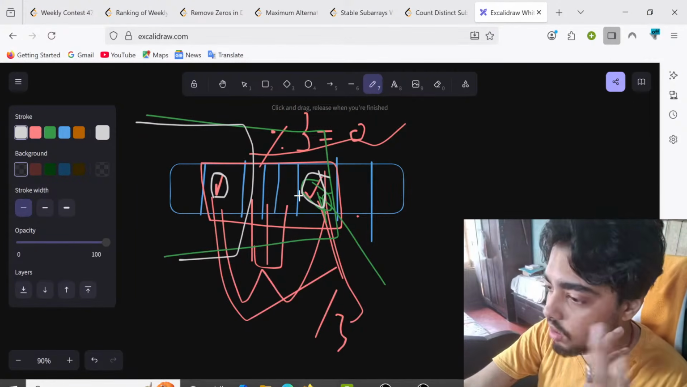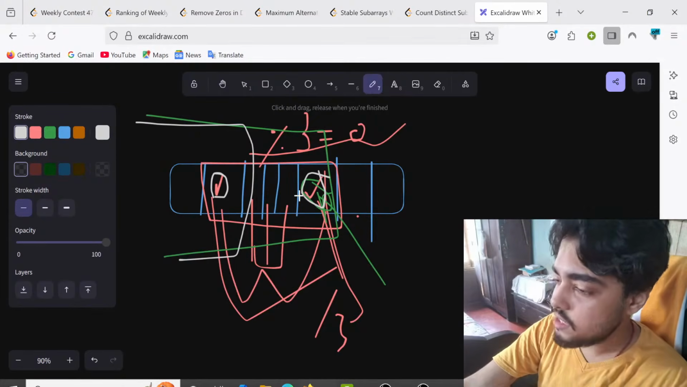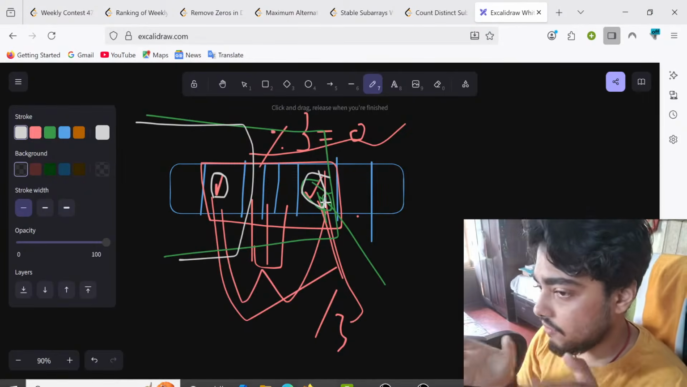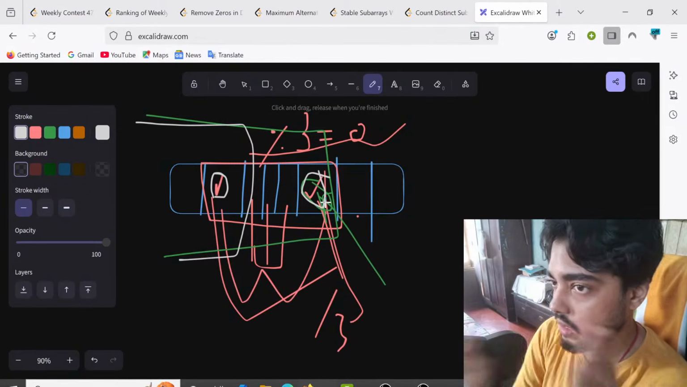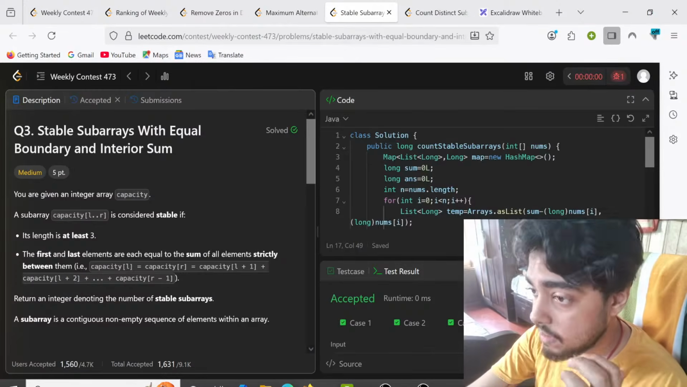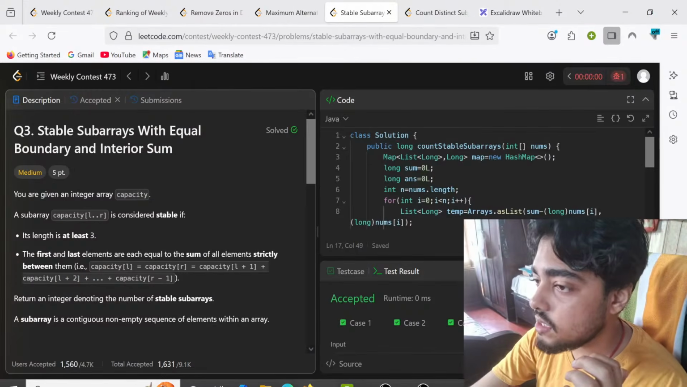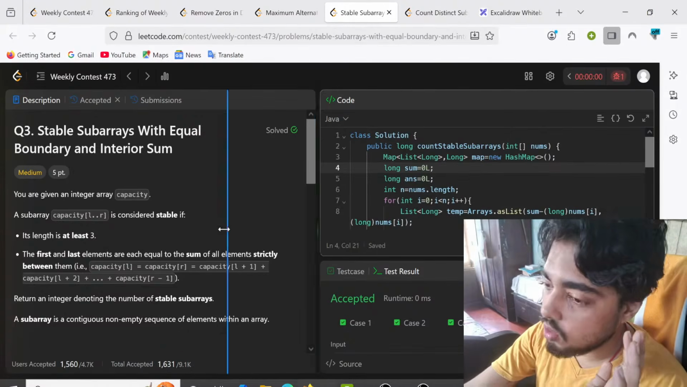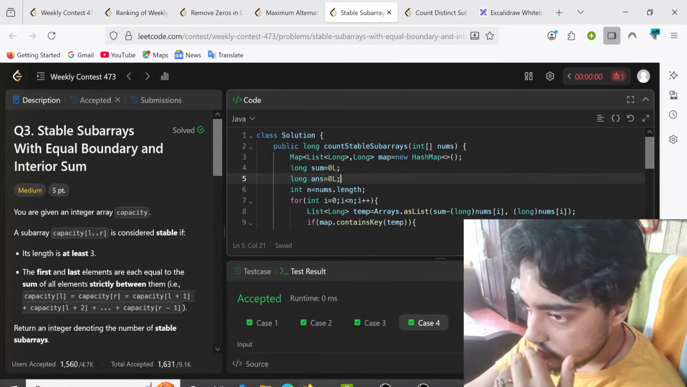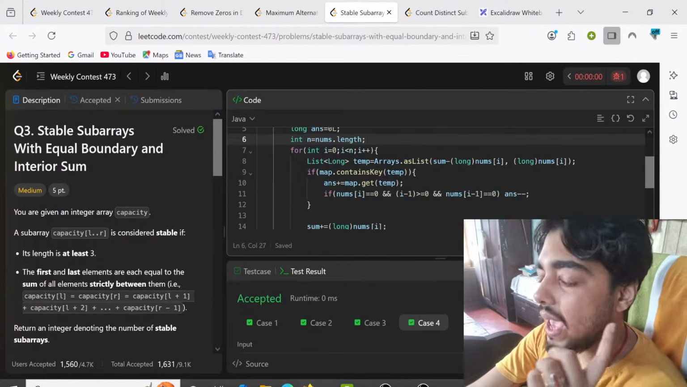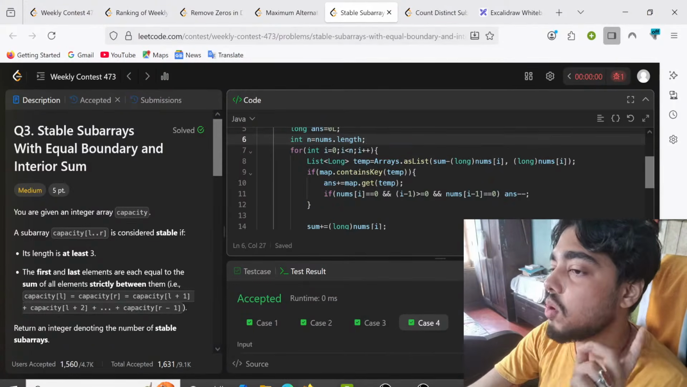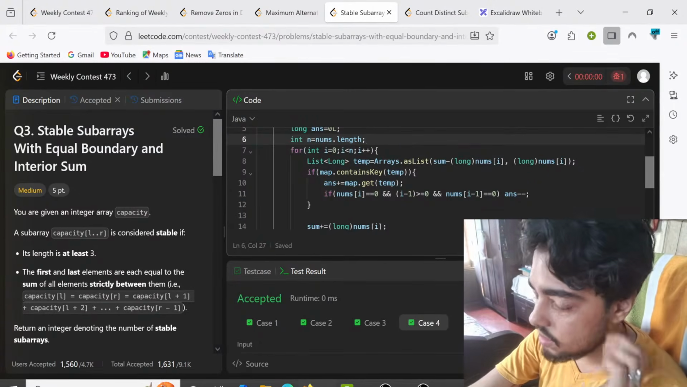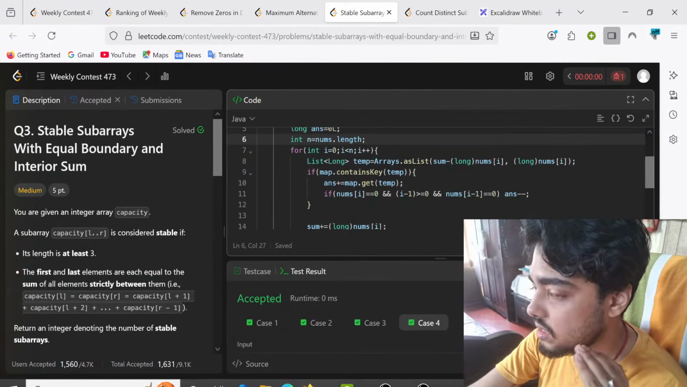But how to check this equal thing, right? It is very easy, because you can have a map where you store in this manner, a map where you're storing list comma long. What is this list and long? Now let's go a little bit into the code. See, for every specific element I am storing sum minus long nums[i]. What is sum minus long nums[i]? A little bit hard to understand, right?